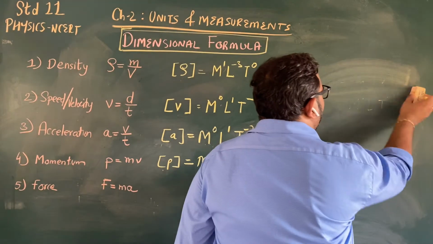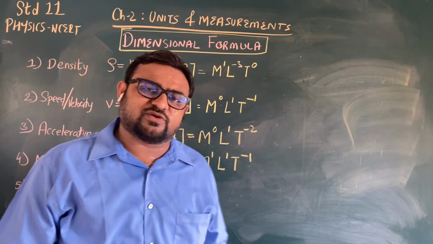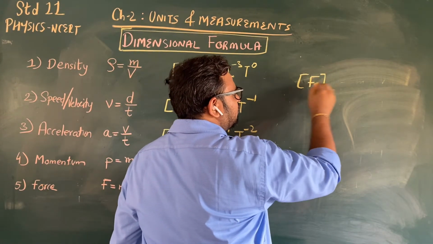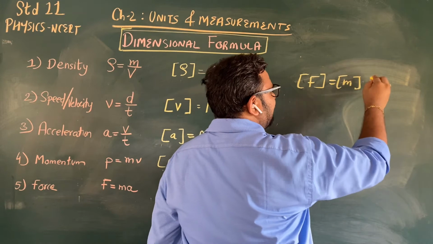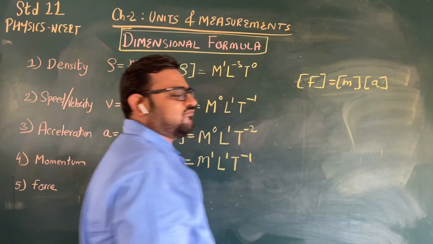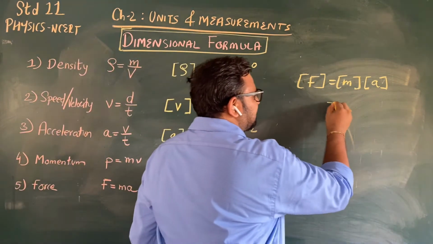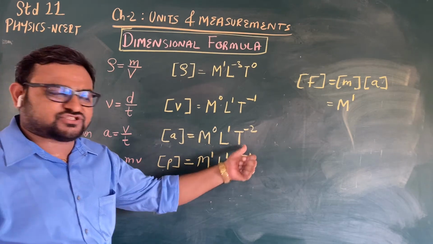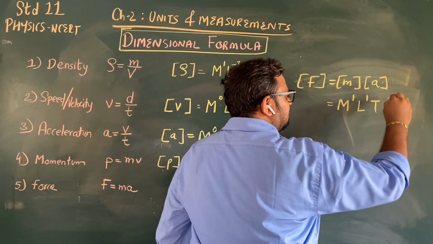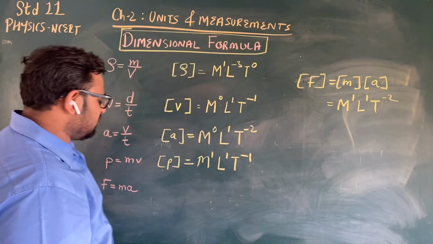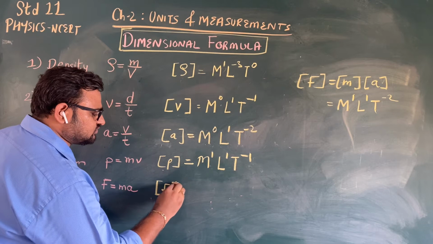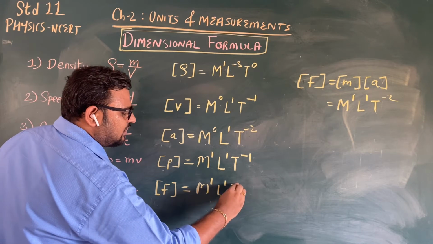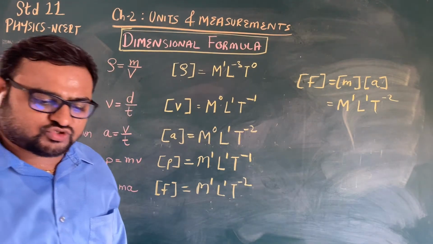You already know the formula for force. F equal to ma. Force is equal to mass into acceleration. So dimensional formula for force is equal to dimensional formula for mass into dimensional formula for acceleration. Dimensional formula for mass M1. For acceleration it's L1 T minus 2. Okay, so I got the dimensional formula for force. This is M1 L1 T minus 2.